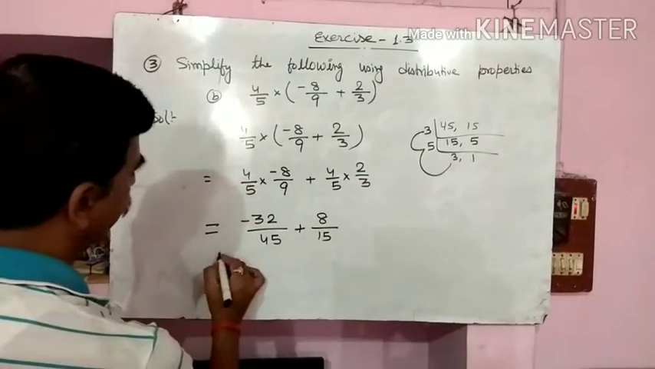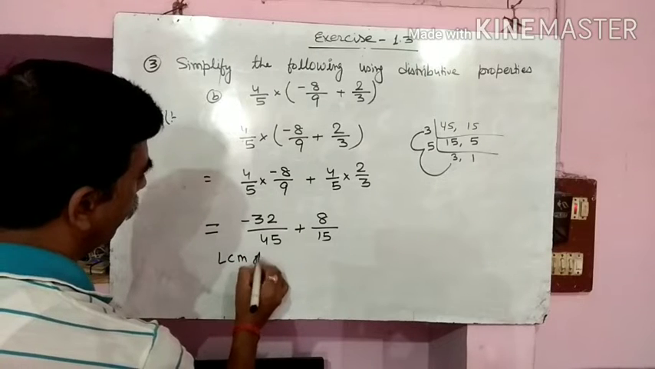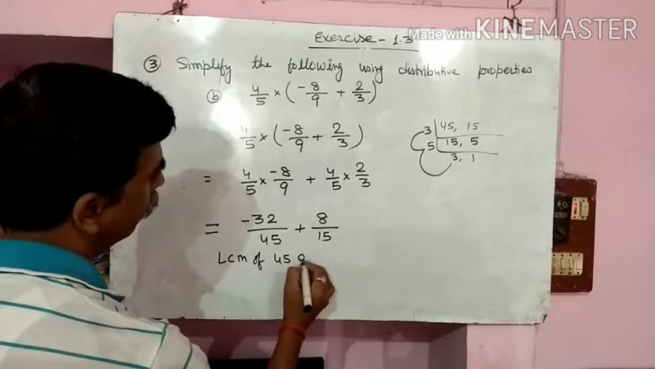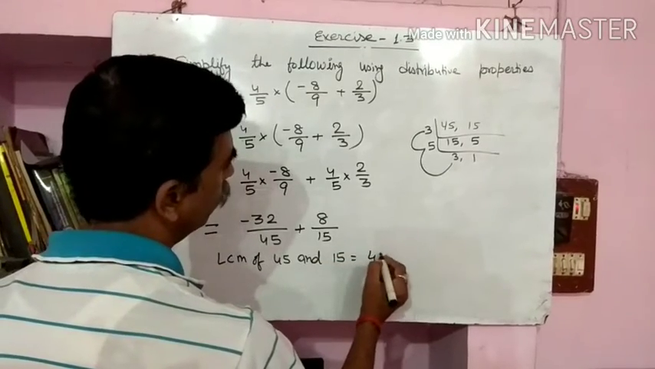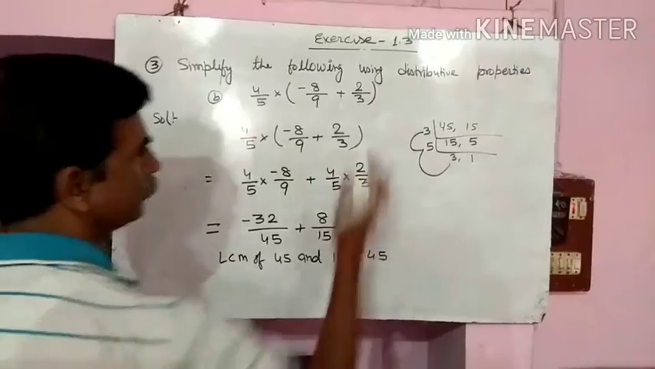So now you can write that the LCM of 45 and 15 is equal to what? 45. Is it?